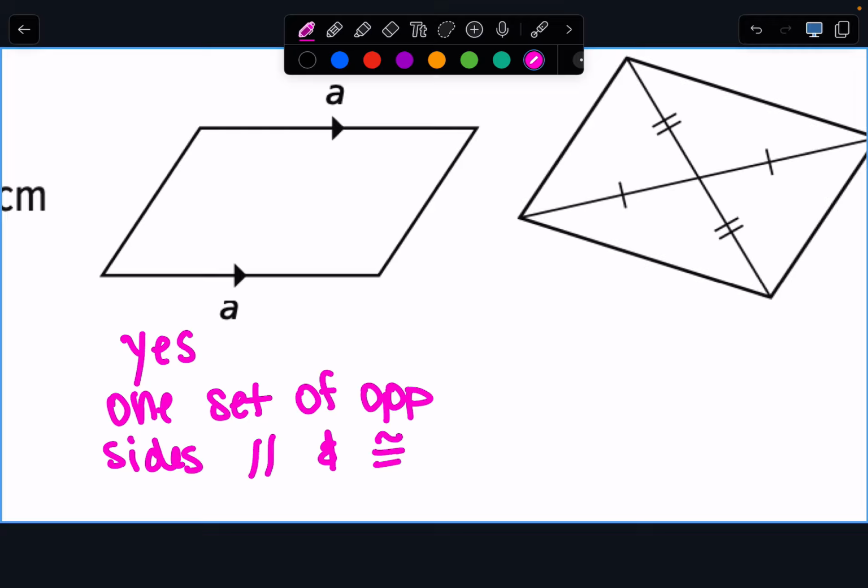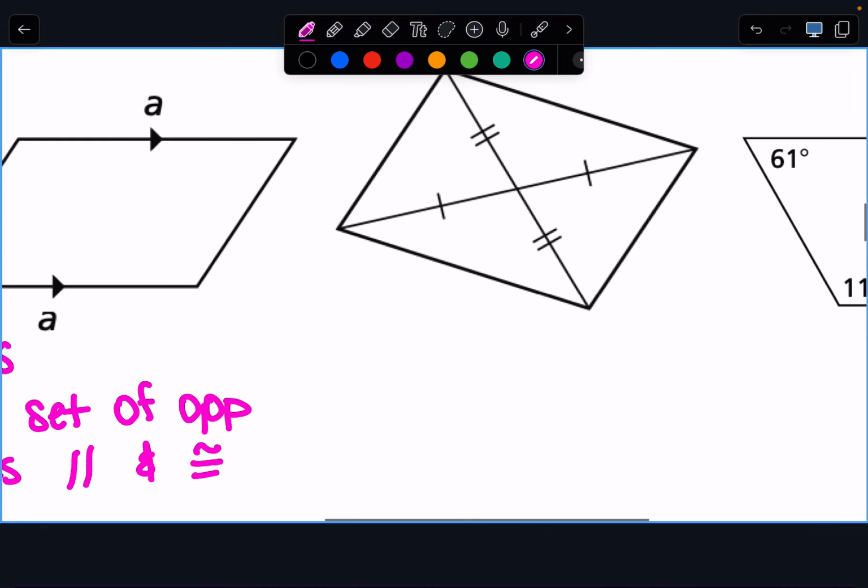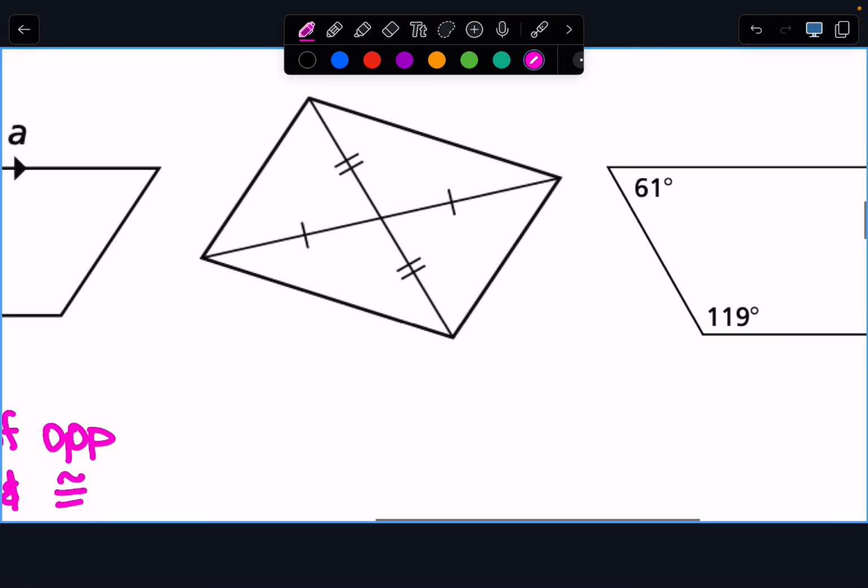How about this third one? Is this a parallelogram? Yes. What's the reason?